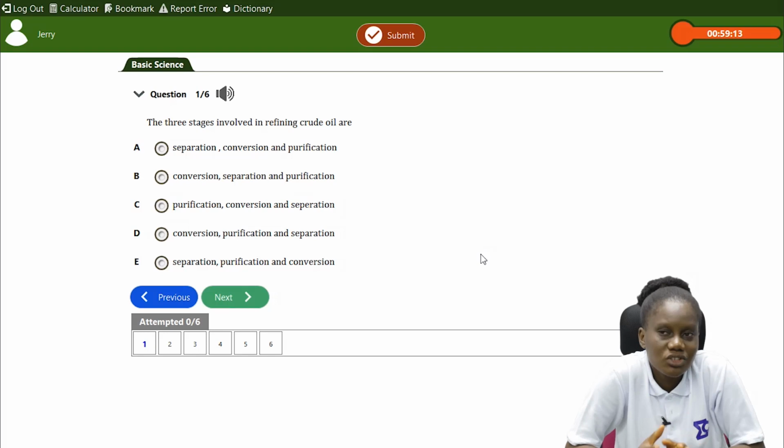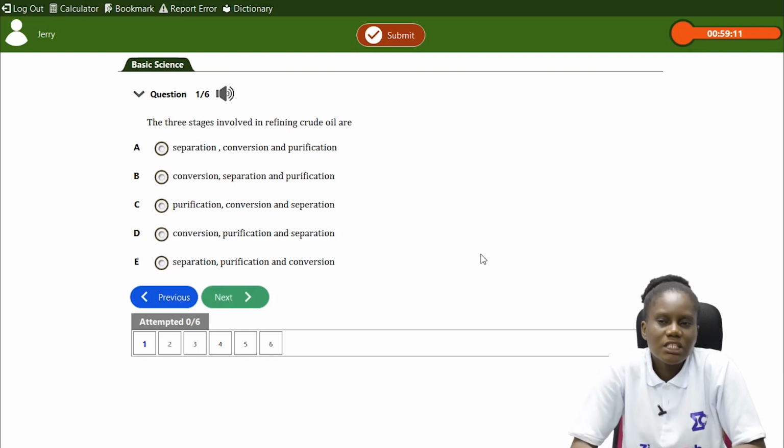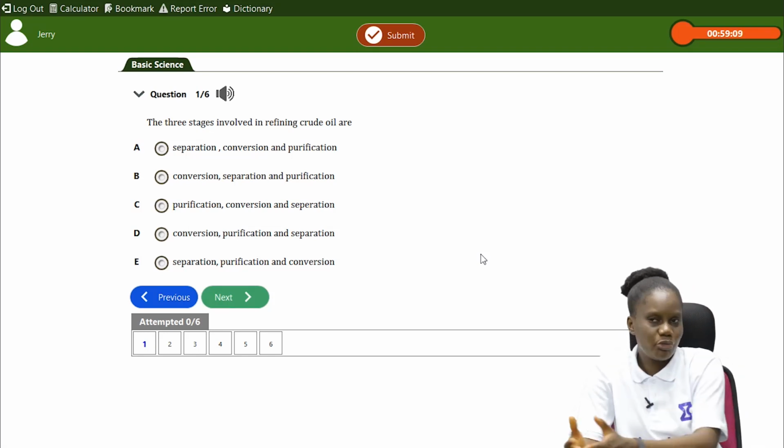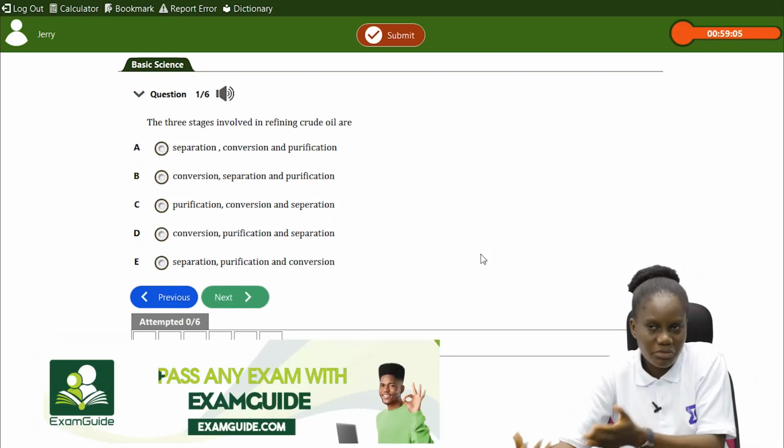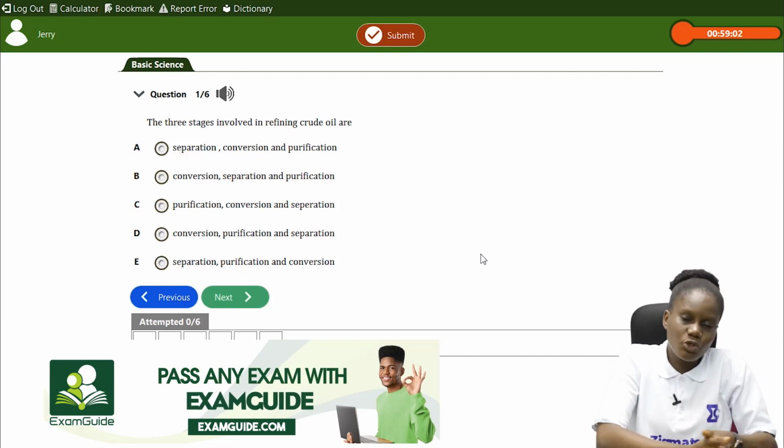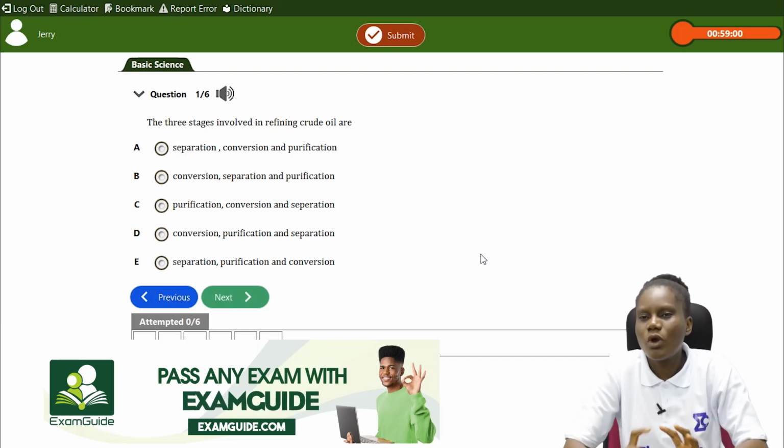That is it. These 3 stages involved, in what order do they come? Is it separation, conversion, and purification? Is it, do you convert it first? You now separate and you now purify. Do you purify first? Do you now convert? And so that's what the question is all about.